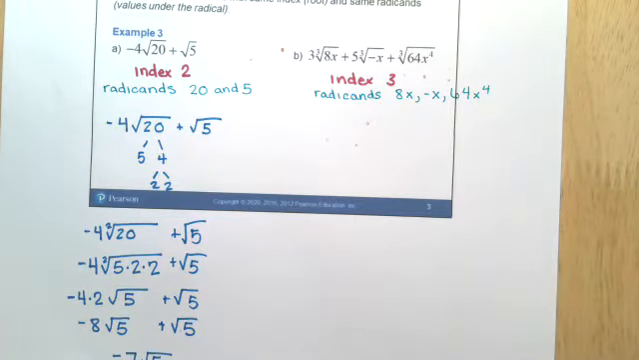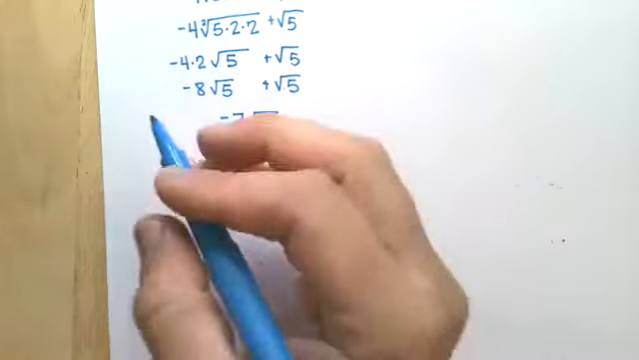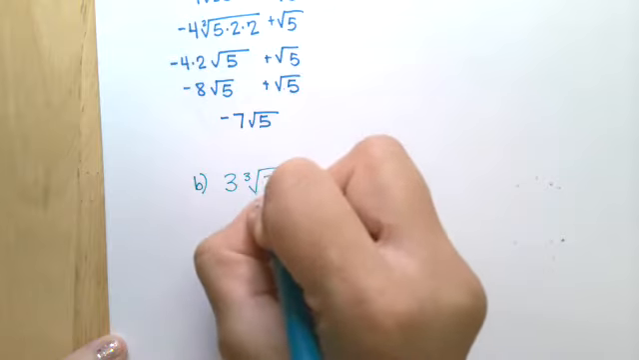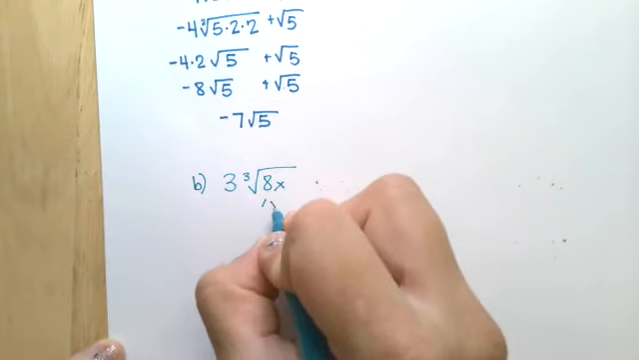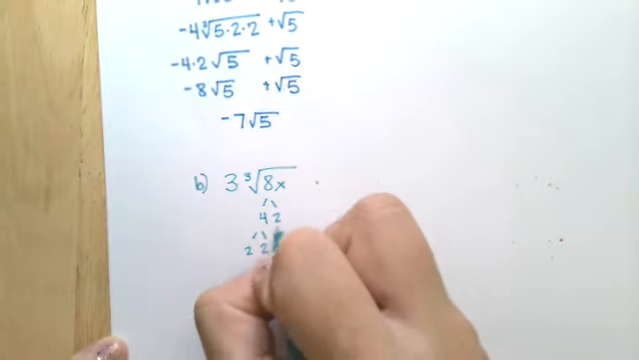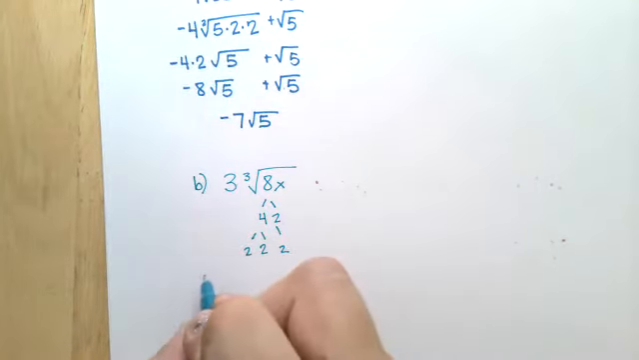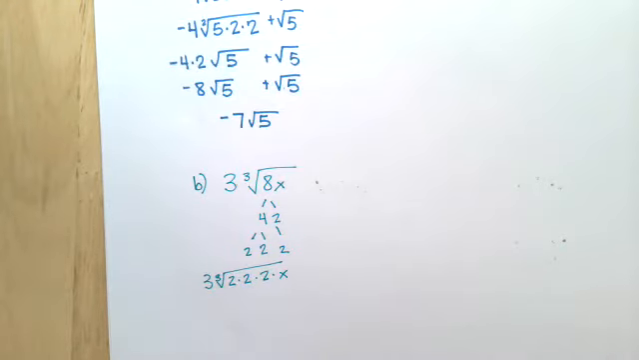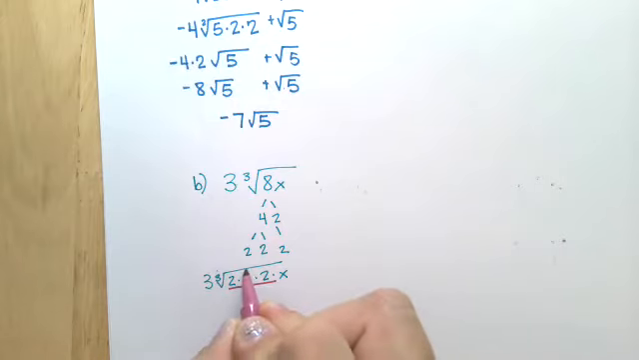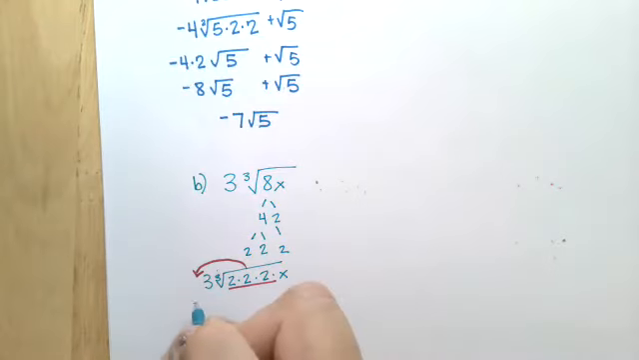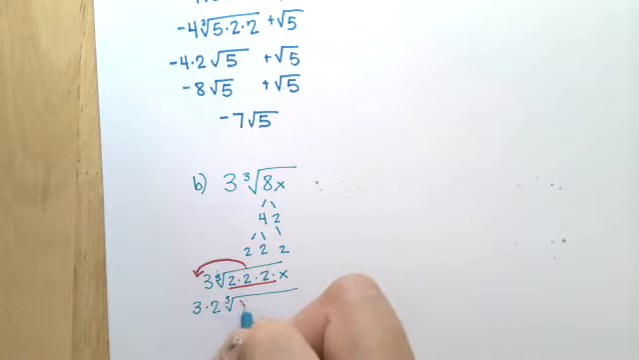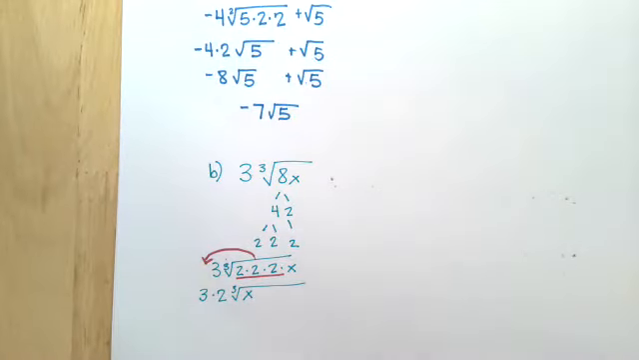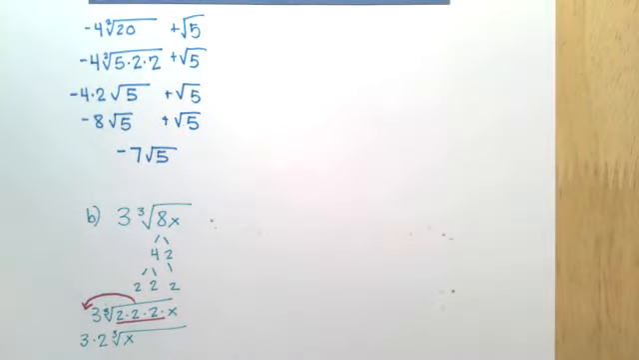B, 8x. Let's just take them one at a time. Here, we'll start B now. B is factored. There are 3 2's. 3 times 2. That was our first number.